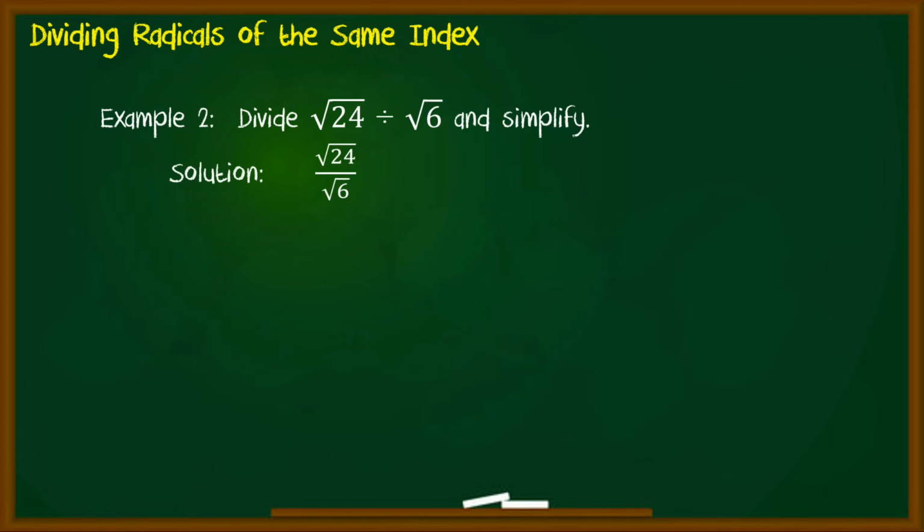So for our solution, we have square root of 24 over square root of 6. It becomes square root of 24 over 6. Now the radicand 24 divided by 6 is equal to 4, so we have square root of 4. Now extracting the square root of 4, we have 2.